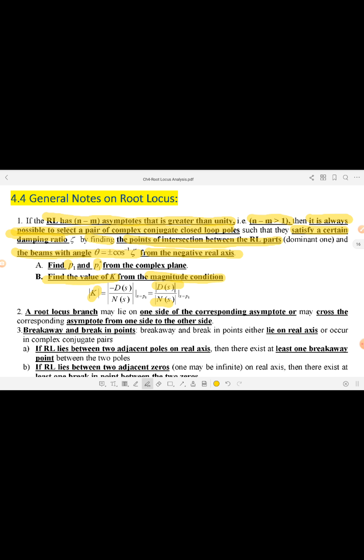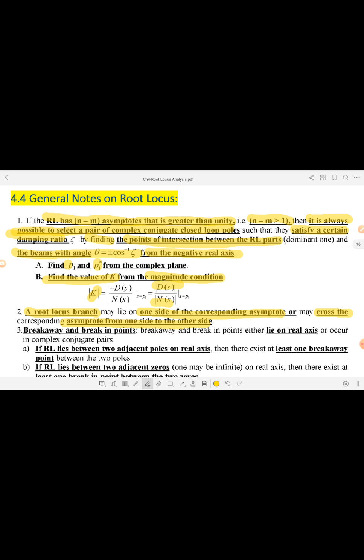The second point states that a root locus branch may be on one side of the asymptote or may be on the other side of the asymptote. This means that if the root locus has n minus m greater than 1, and generally greater than 2, the asymptote might be above the actual branch of the root locus or might be below the actual root locus branch.